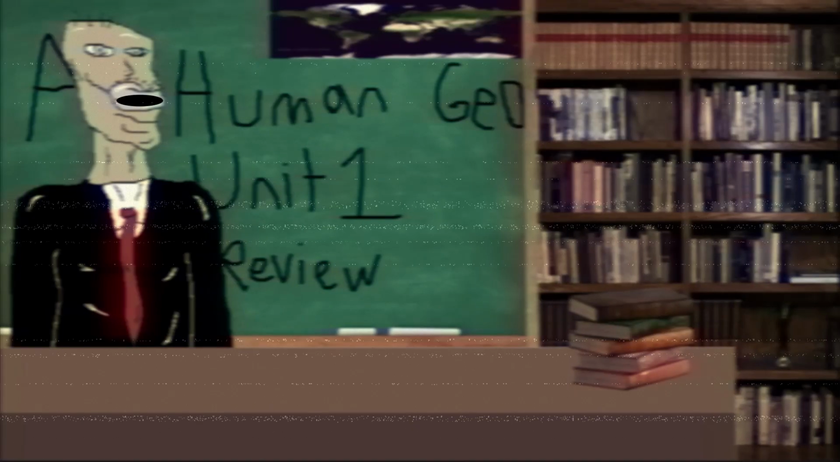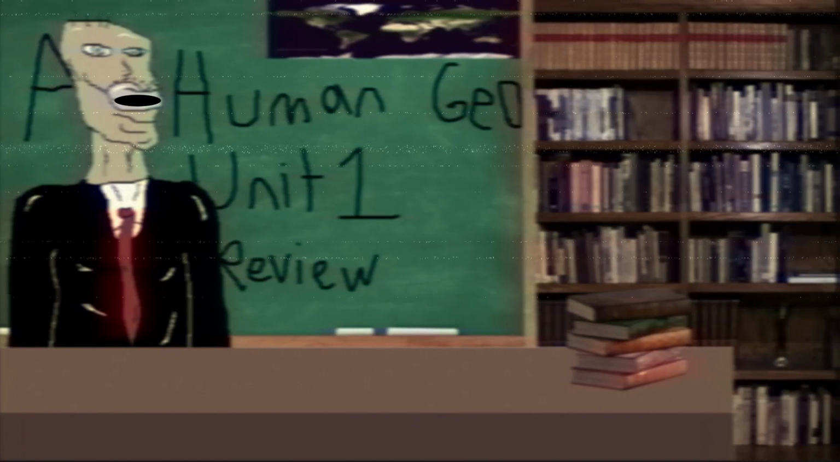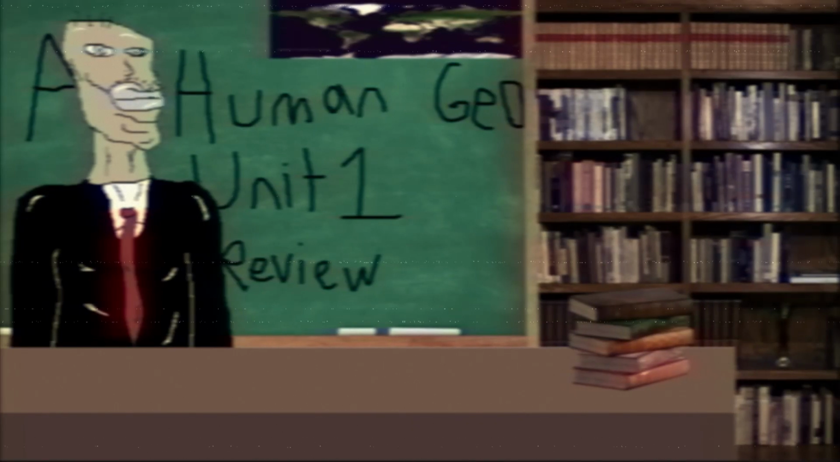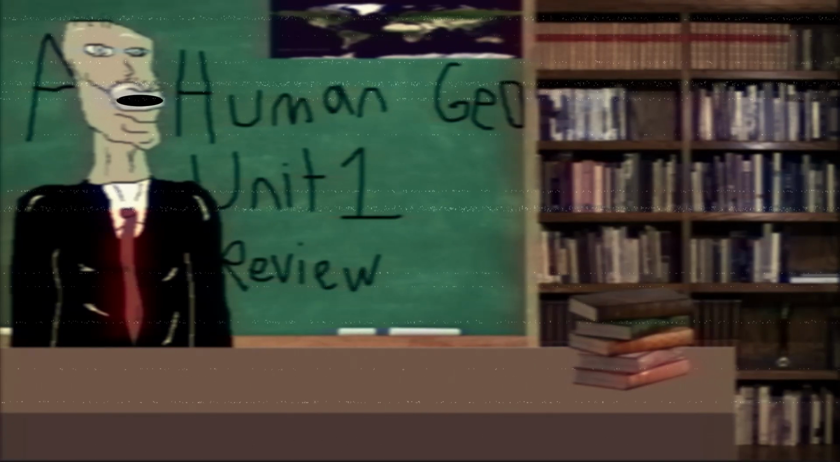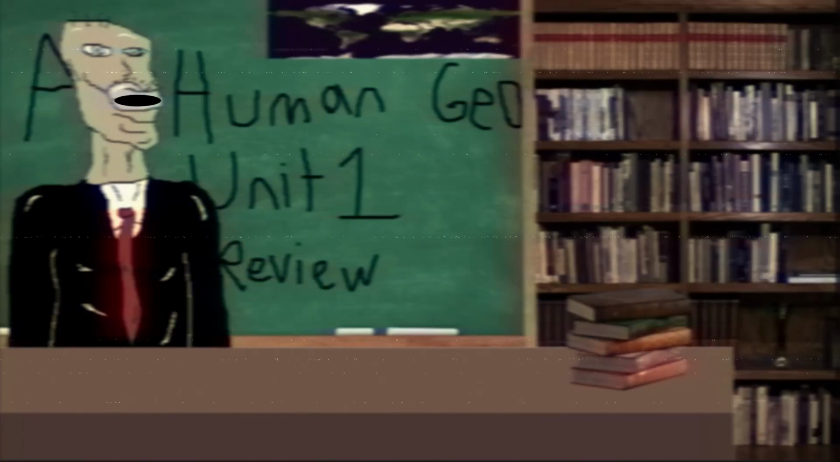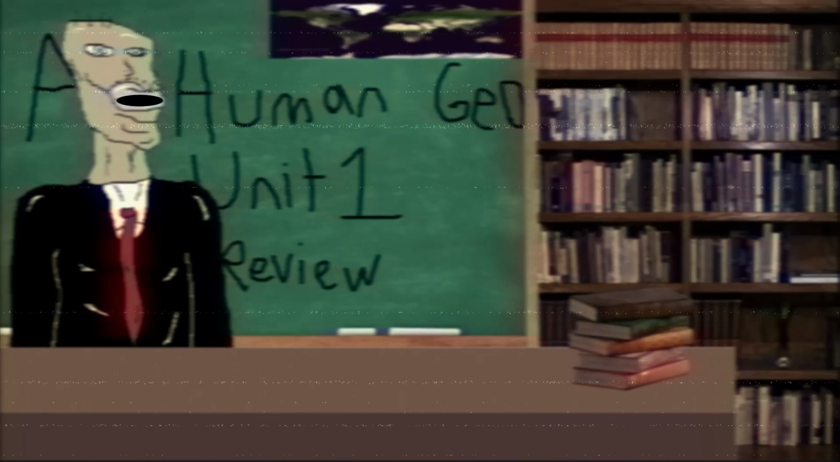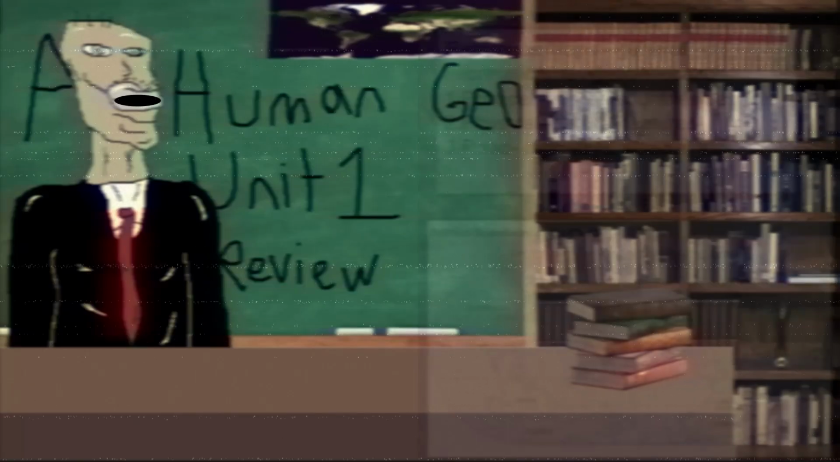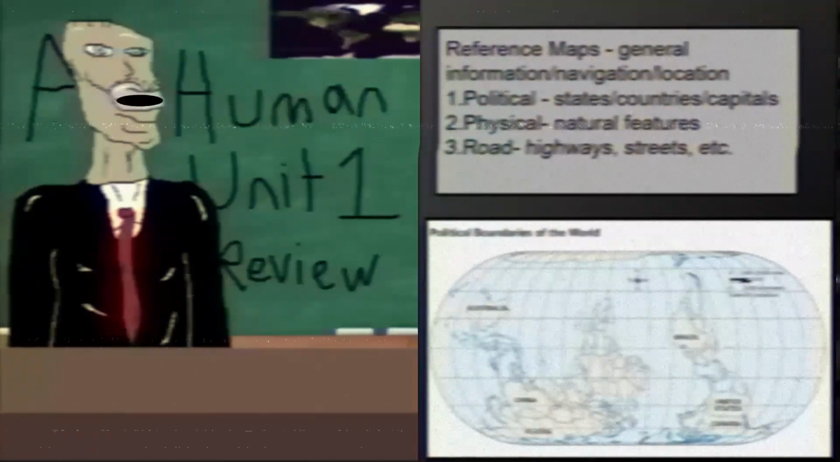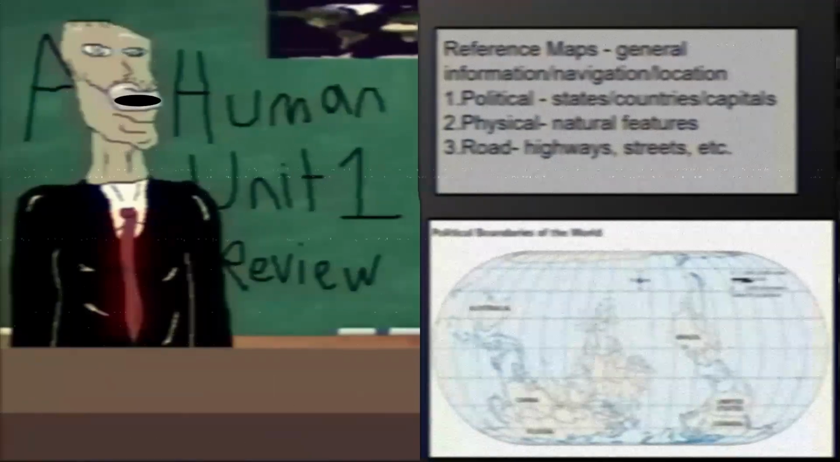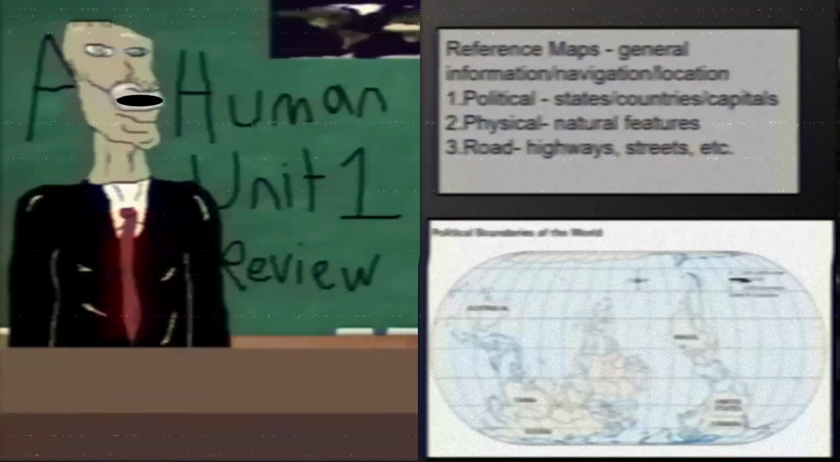AP Human Geographers, today I'll be going over Unit 1 of AP Human Geography. This unit goes over different types of maps and the data associated with them. The first map we'll be looking at is the reference map, which includes general information to help with navigation and shows the location, as well as physical and political aspects.